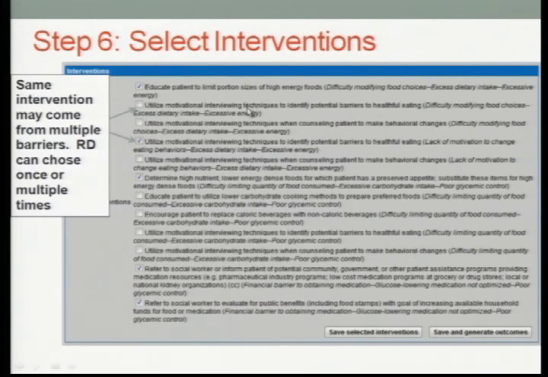So you may educate, and you can see how detailed we've gotten here. Educate patient to limit portion sizes of high energy foods. That might be a piece of education. Utilize motivational interviewing techniques to identify potential barriers to healthful eating. Determine high nutrient, low energy dense foods for a patient who has preserved appetite. Refer to social worker. So all these different things might be interventions that you do without even thinking about them. We're just asking you to detail out what it is exactly you do, all right?